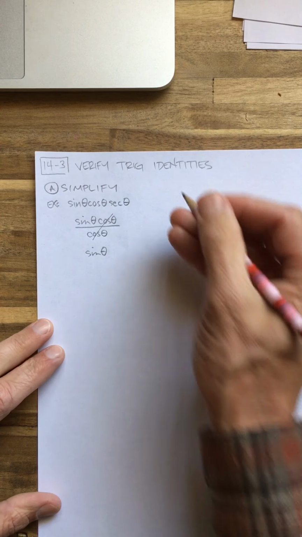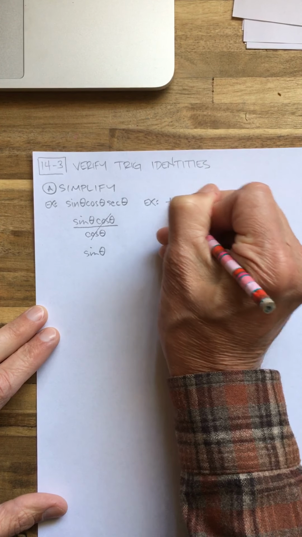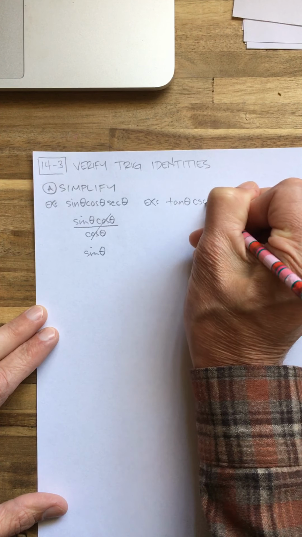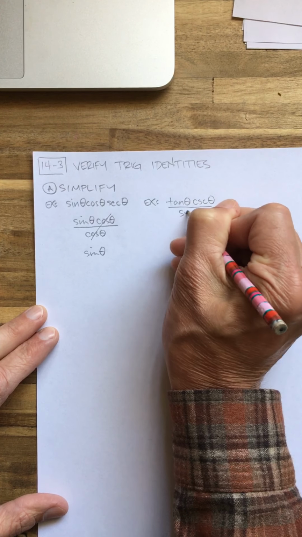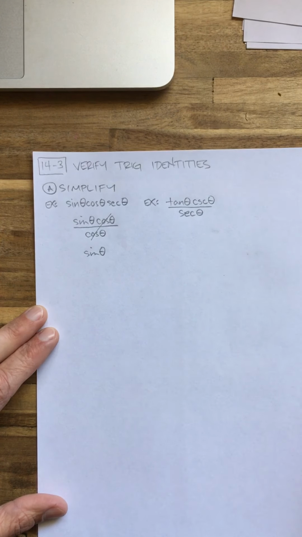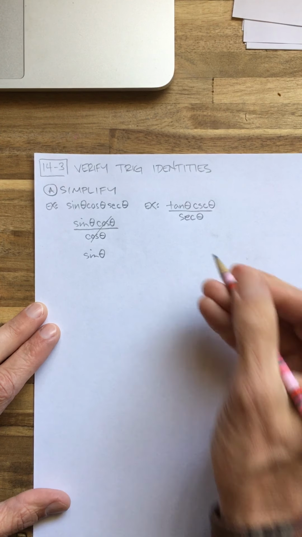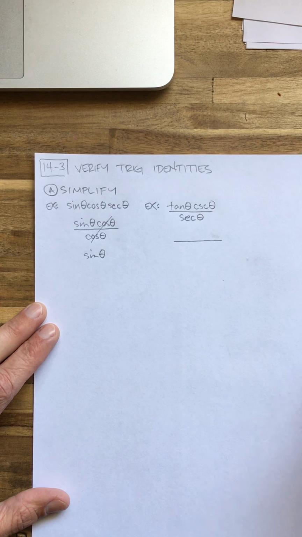All right, let's try another example. Let's see if we can bump it up a little bit. How about the tangent of theta times the cosecant of theta divided by the secant of theta? Well, look, we have a fraction, so my next step is just going to have a fraction in it.